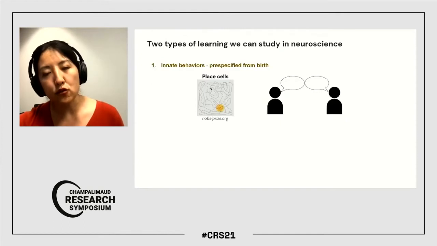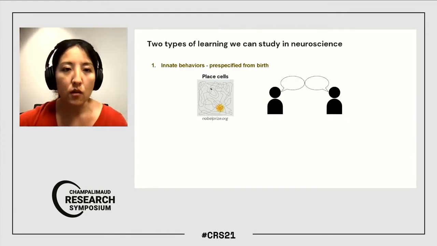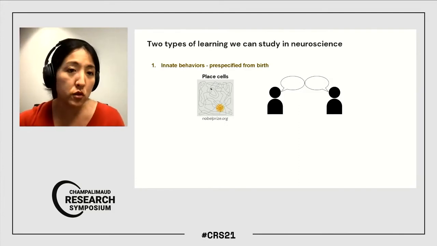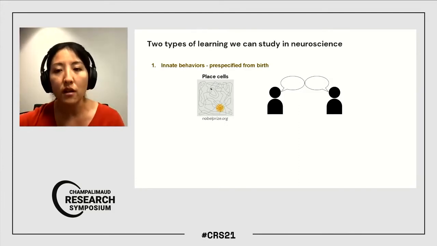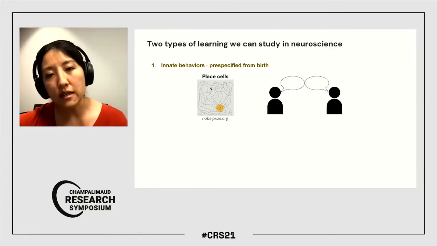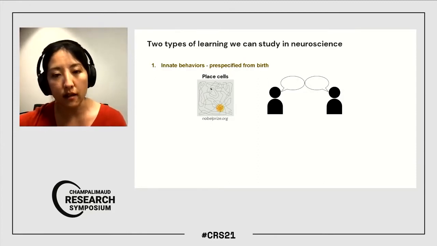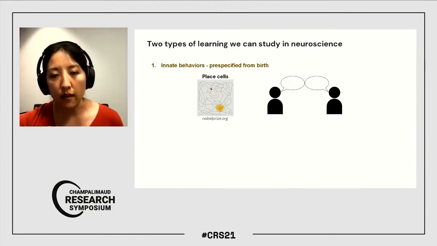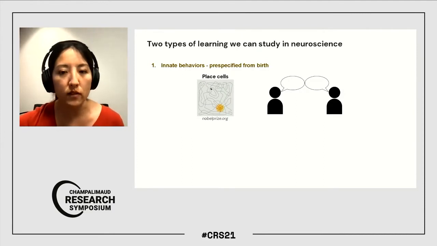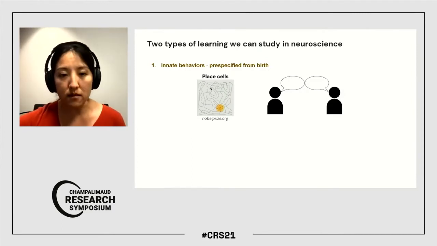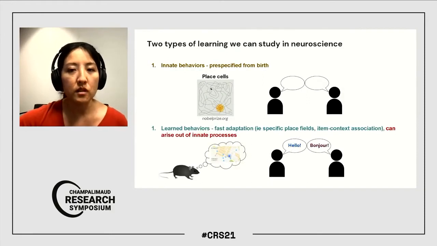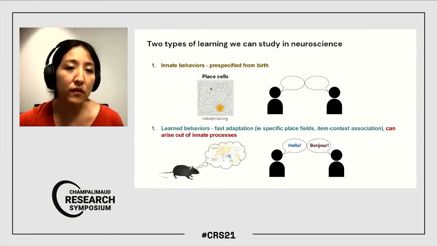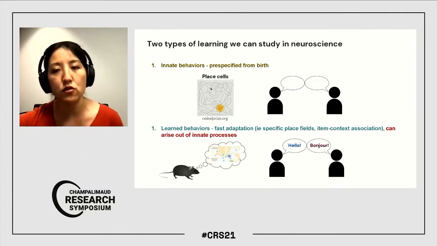And this nicely maps on to two types of learning that we tend to study in neuroscience, which are innate behaviors, so those which are presumably evolved or pre-specified from birth, and those that are learned. So a really nice example of innate processes that are studied is place cells, which has come up a couple times today already, most notably in Kim's talk. These are neurons in the hippocampus that seem to only fire in a specific location in a room. So that allows you to form a map of where you are and orient yourself in space. Another example is our propensity to form language. Now, learned behaviors that arise on top of these allow for fast learning and adaptation on much shorter timescales.